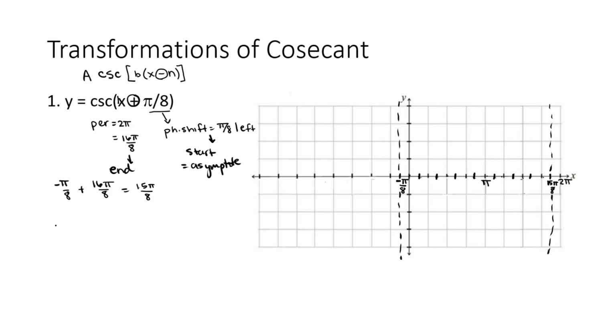Now we find our mid. The middle will be negative pi eighths plus half of the period. So instead of 16, I'll add 8. If I go over 1, 2, 3, 4, 5, 6, 7, 8, I end up right here at 7 eighths. Now, for cosecant, remember I need a top and a bottom. So this is my start, this is my end, and my middle is also an asymptote.